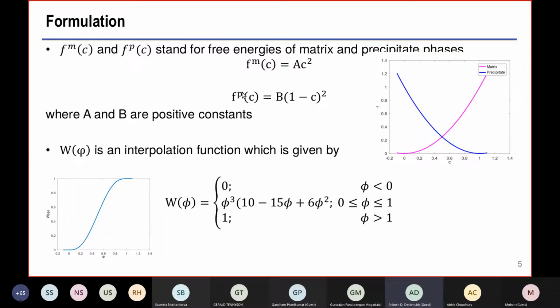Here you can see these are the model systems, or rather scaled systems, for given conditions, modeled with simple second order polynomials, parabolic functions: for the matrix, A C square, and for the precipitate, B into 1 minus C whole square. These are the representative curves which show the Gibbs energy functions, the free energy functions, and the free energy is interpolated using the interpolation function given here. This is similar to h of phi, which I have been discussing in the KKS module for the OpenCL.